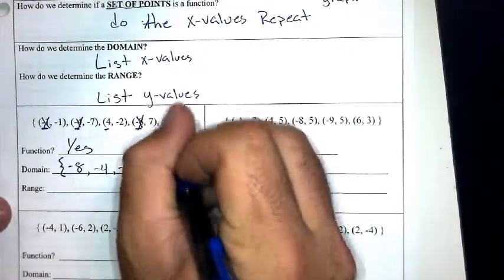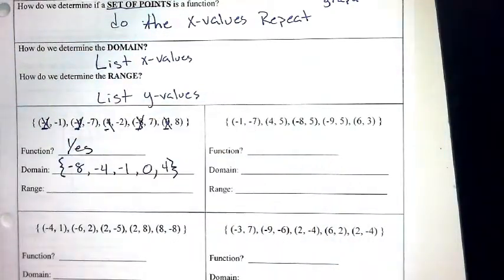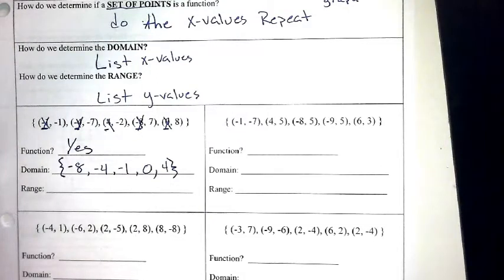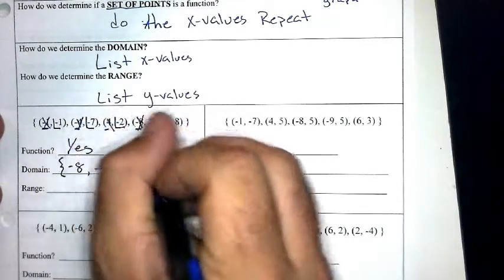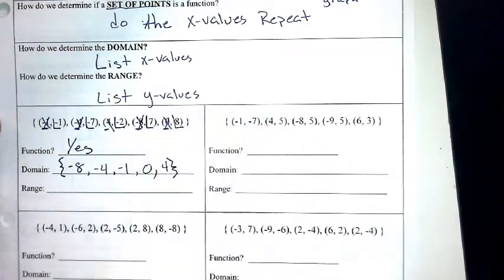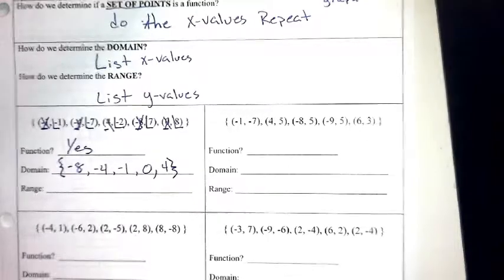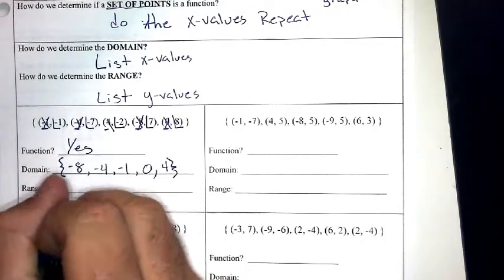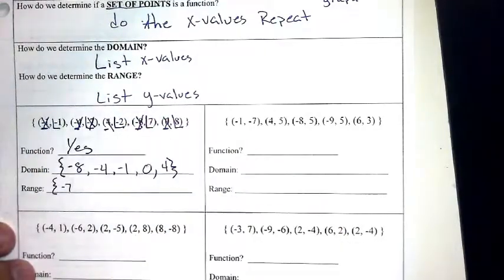Now, this is how I identify. I don't underline my y values. I do my half box. I just like doing half boxes. What's the smallest y value? -7. There you go. Then, -2, -1, 7, and then 8. Yes, I'm speeding through it for time reasons.